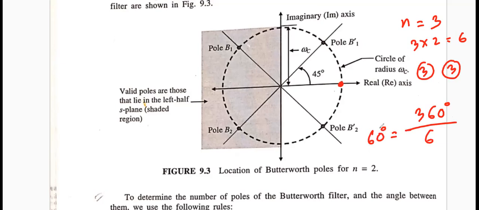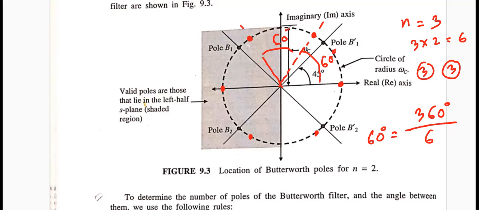So we can find that after 60 degree, from this will be the second one. After 60 degree of that, this will be the third one, and then the fourth one, then the fifth one, and then probably the sixth one. So this distance is of course 60 degree, and all the poles distance should be 60 degree, something like that. So how can we find it?